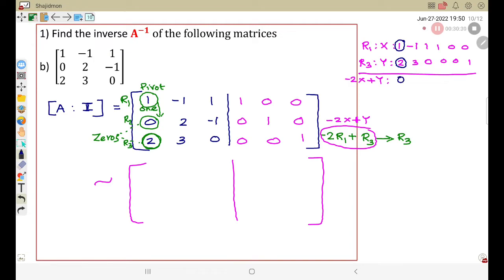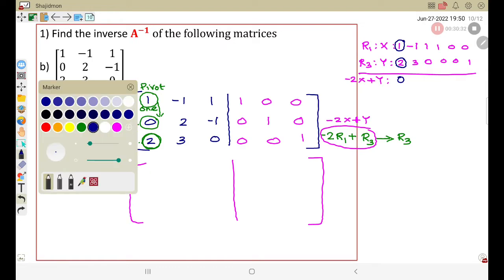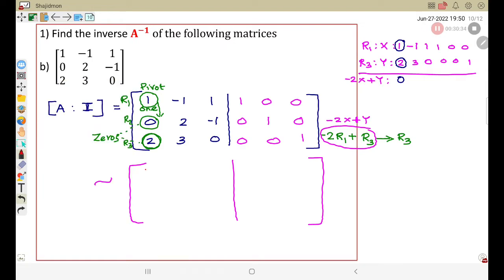Okay, so I will write the answer here. First row, no change, we write the same: 1, minus 1, 1, 1, 0 and 0. Then second row, no change: 0, 2, minus 1, 0, 1 and 0, correct. Now the third row we change using this procedure, minus 2x plus y. You will get the answer 0, 5, minus 2, minus 2, 0 and 1.